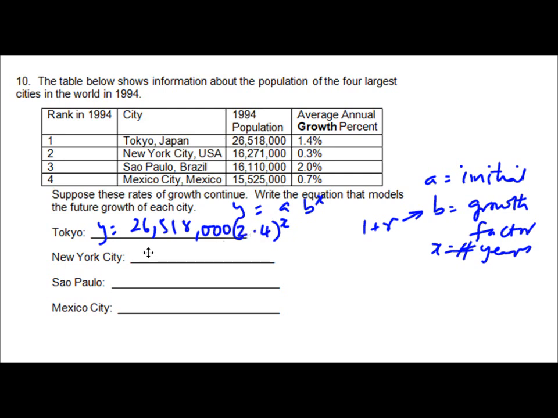The New York City's population is not growing, actually it's decreasing, because you have 0.3. Oh, no. It is still, I take that back. New York City is still growing, so 16,271,000 is the initial amount. Now it is 1.3 to the x. I'm sure you can fill in these two.